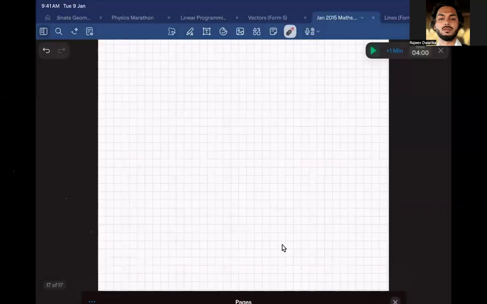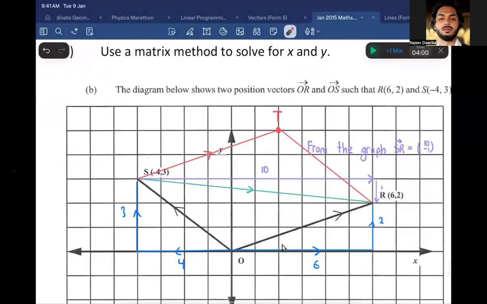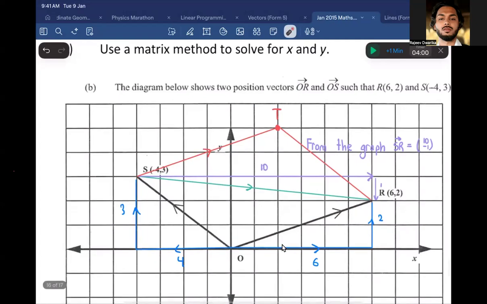Right. So Mira, let me continue. If this is a parallelogram, vector ST should be the same as vector OR, right? Joshua, you understand what I'm saying? If this shape is a parallelogram, then the vector for ST and the vector for OR are supposed to be the same. Because in a parallelogram, the opposite sides are parallel, and they have the same length.